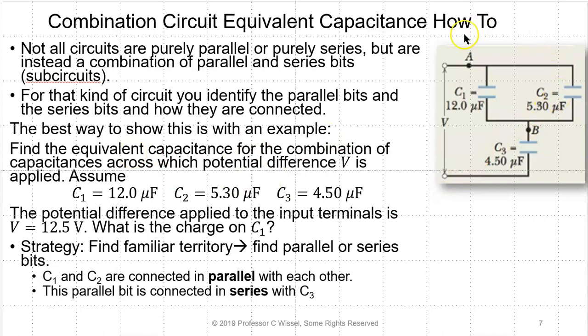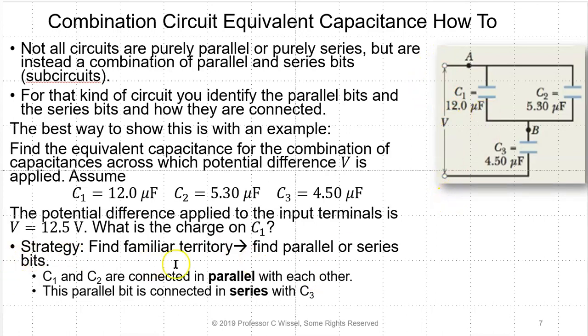We're going to find the equivalent capacitance for this combination of capacitors that's put across a potential difference V. We're going to assume that C1 is 12 microfarads, C2 is 5.3 microfarads, and C3 is 4.5 microfarads. The potential difference applied across the input terminals of this circuit is 12.5 volts. What is the charge on C1?